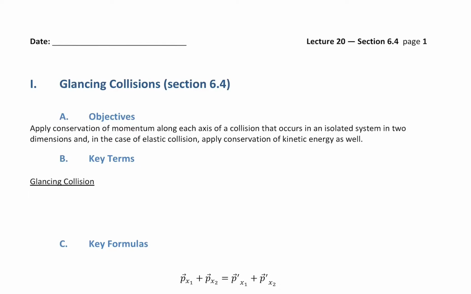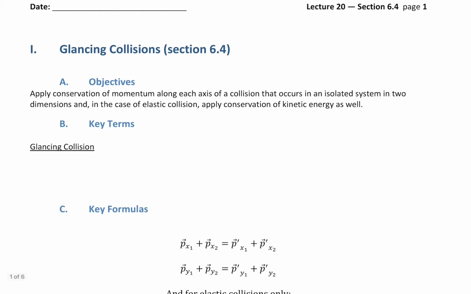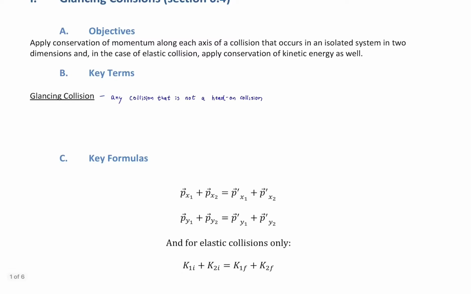I have a few interesting examples. So this type of problem is called a glancing collision. I'll define what that is. So let's get into it. All right? So a glancing collision is any collision that is not a head-on collision. And if you need to review what a collision is and why we expect momentum to be conserved in a collision, check out lecture 19. But anyway, it's any collision that is not head-on.